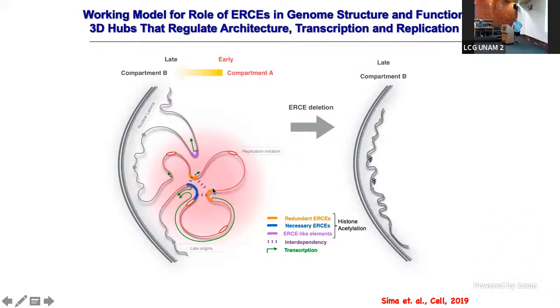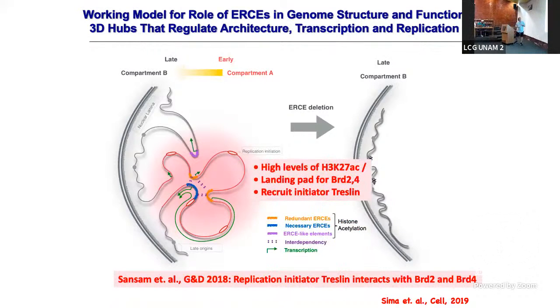Well, when you bring all three of them together, you're now making a hub that's super concentrated with histone acetylation, okay? So what's going to happen then is you're going to attract histone acetylation binding proteins, and one of the most well-known of those, or some of the most well-known of those, are the bromodomain proteins, BRD2 and 4.